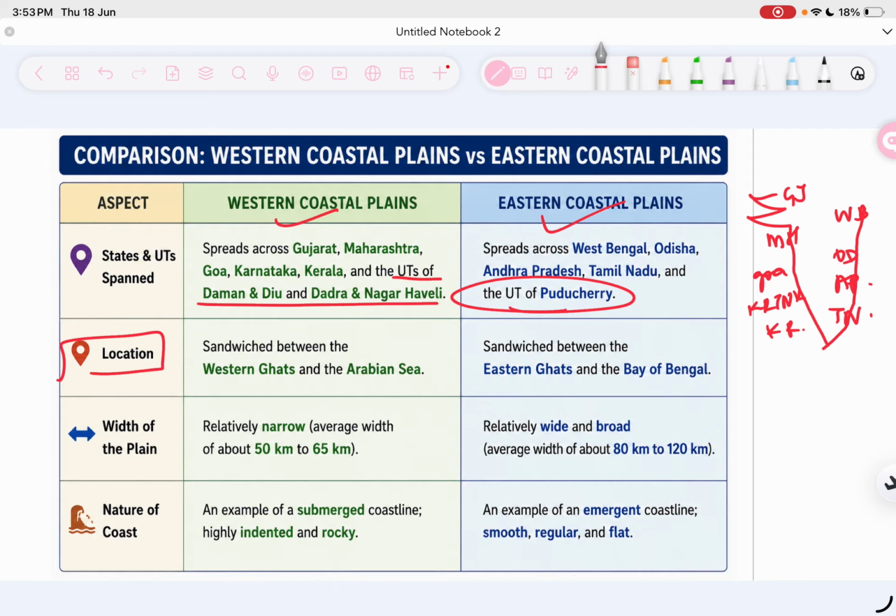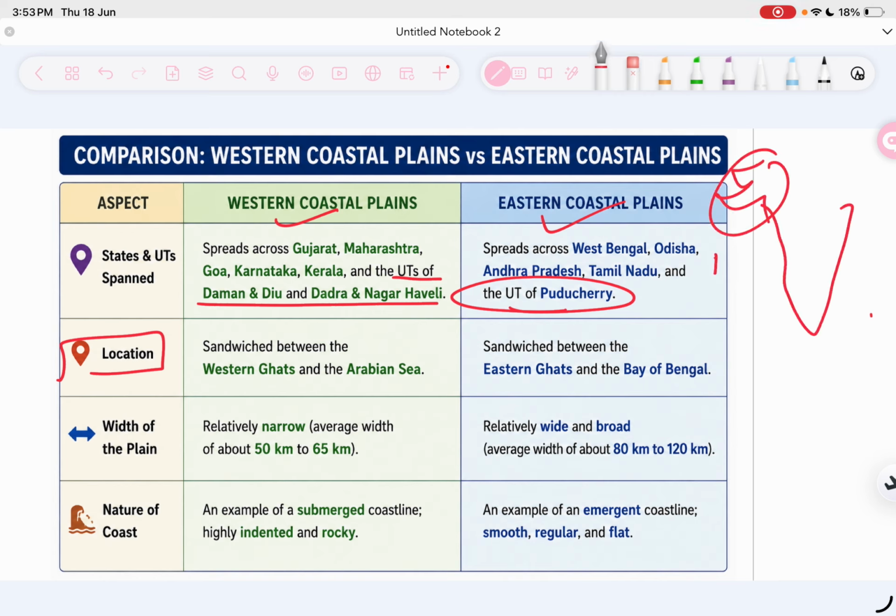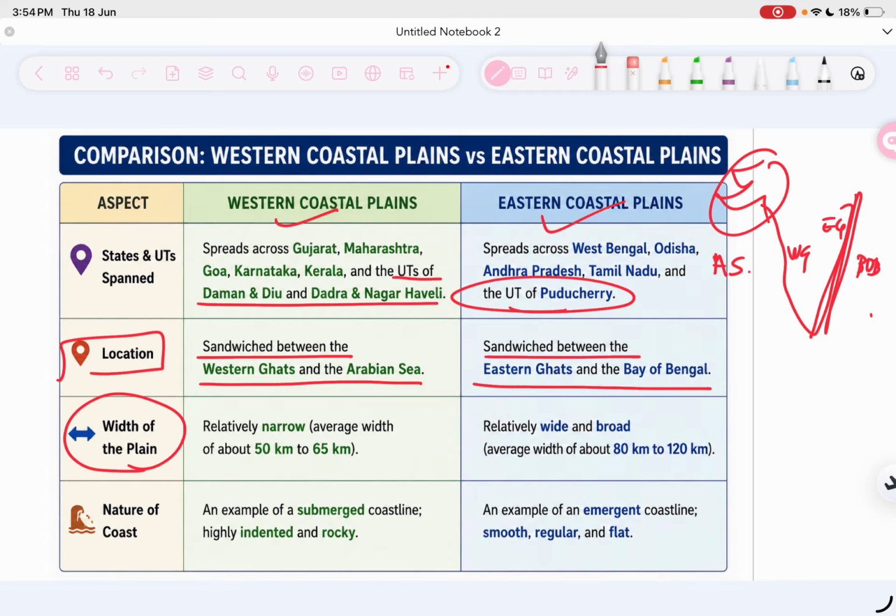Now where are they situated? The western coastal plains are situated between the Arabian Sea and Western Ghats, whereas the eastern coastal plains are between the Bay of Bengal and Eastern Ghats. So they are sandwiched between Western Ghat and Arabian Sea, and they are sandwiched between Eastern Ghat and Bay of Bengal. Now, what is the width of the plain?